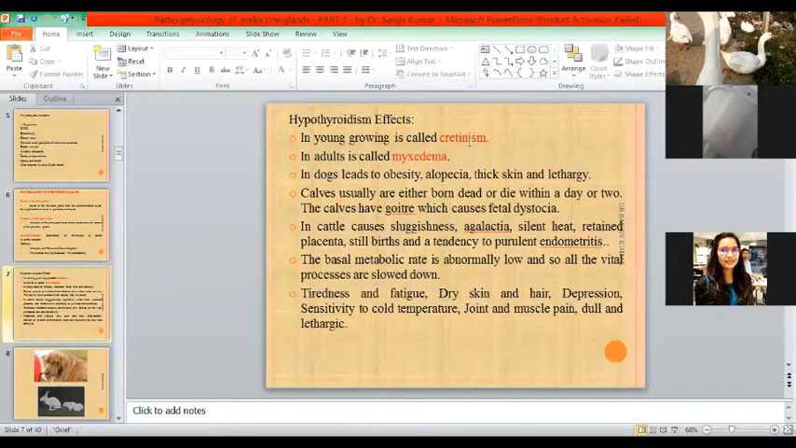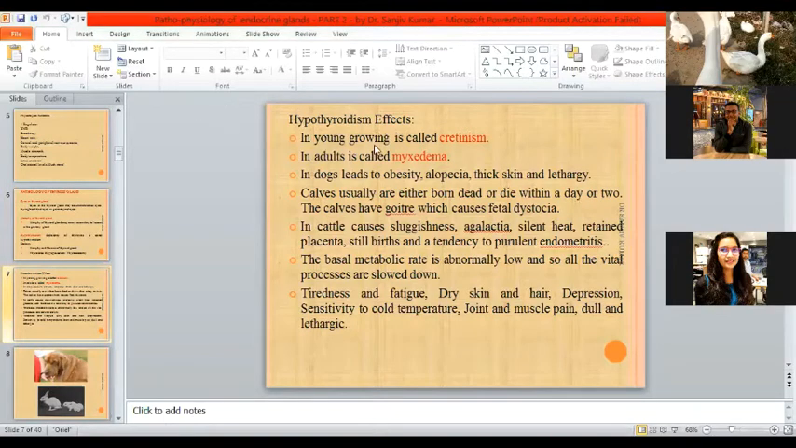I have told you earlier that cretinism not only leads to dwarfness of the individual, but also mental retardedness of the individual. So in this way, you can differentiate it from the effect of growth hormone. The growth hormone causes dwarfness, but not mental retardedness. But in hypothyroidism, cretins are also mentally retarded. In adults, due to low basal metabolic rate, a condition occurs that is called myxedema.